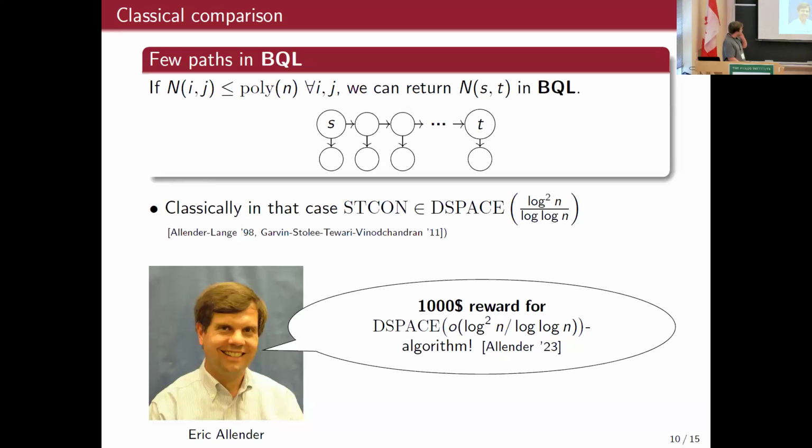And in fact, we were very amused when we saw that Eric Allender, 2 years ago, gave a farewell talk where he recapped some open problems he encountered throughout his career. And he offered a $1,000 reward exactly for improving this log squared n over log log n bound.